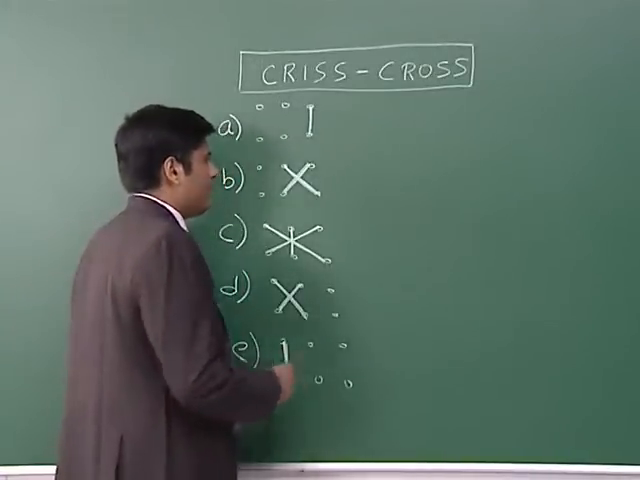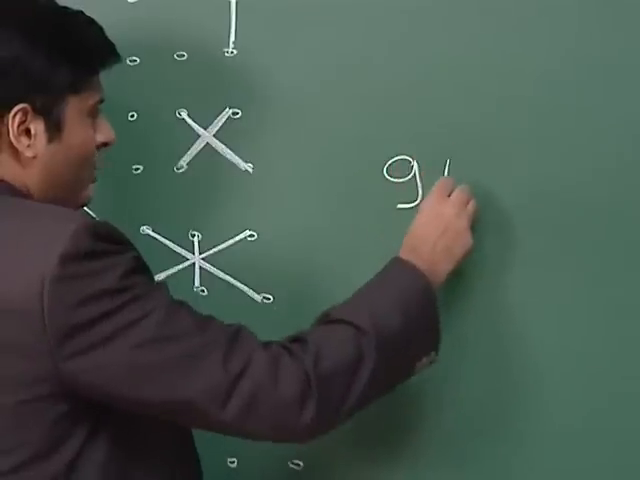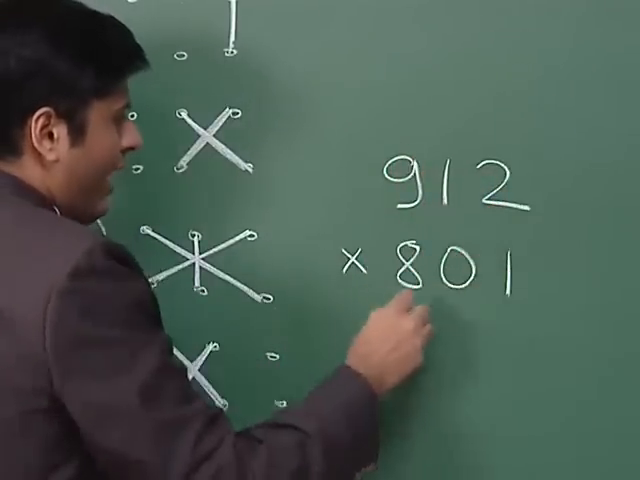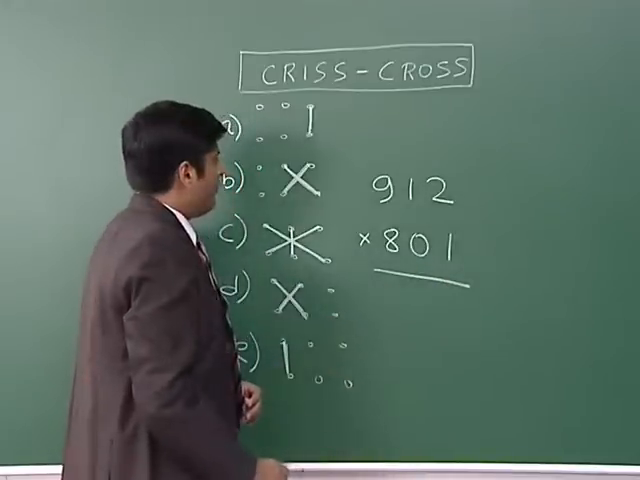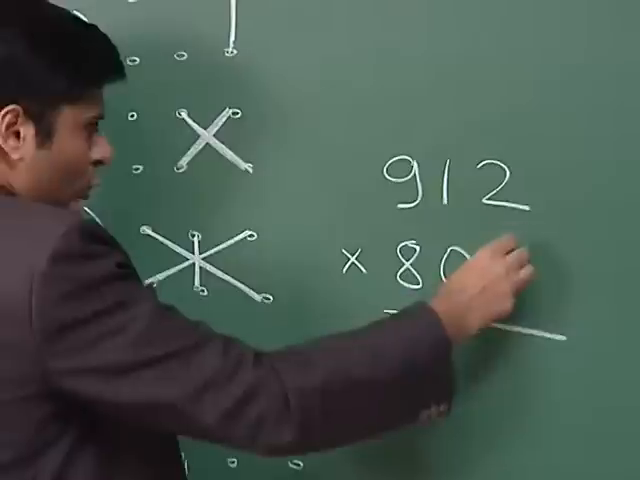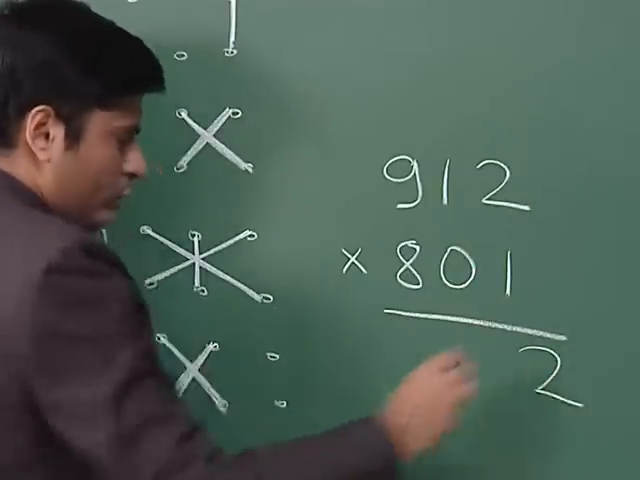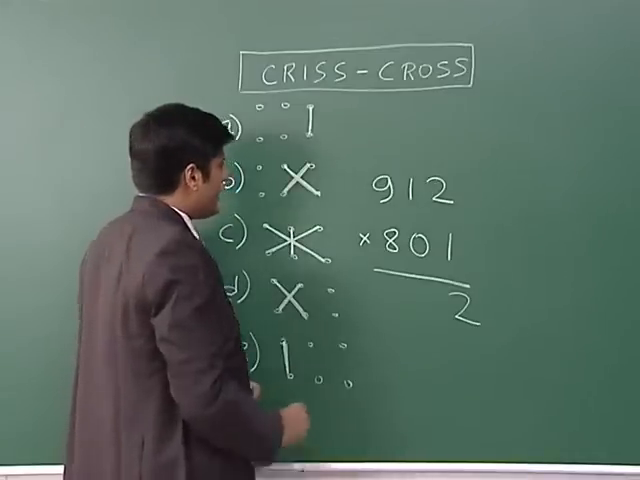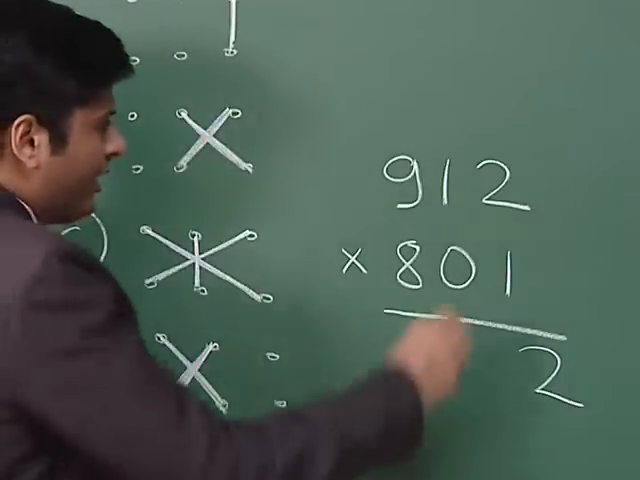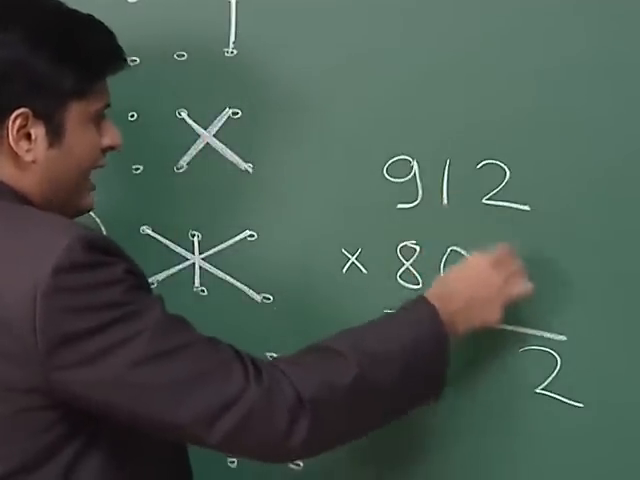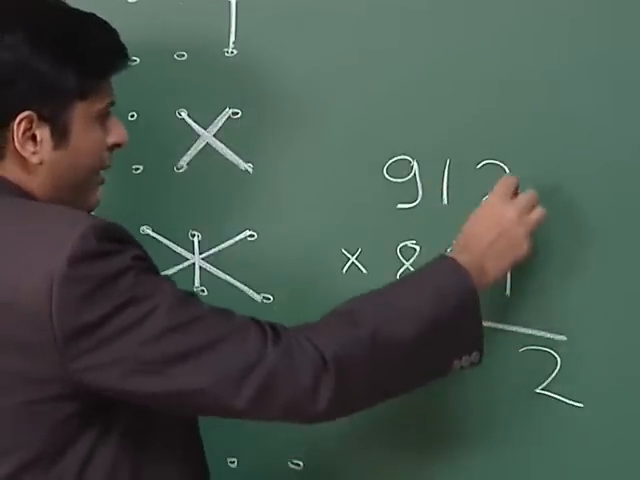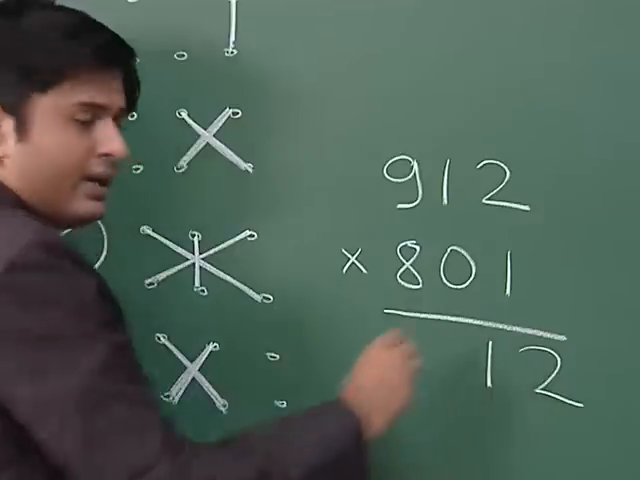Suppose I have to multiply, say, 912 by 801. First step says multiply these two numbers. So we have 2 times 1 is 2. Second step says like this and like this. So 1 times 1 is 1 plus 2 times 0 is 0. 1 plus 0 gives me 1.